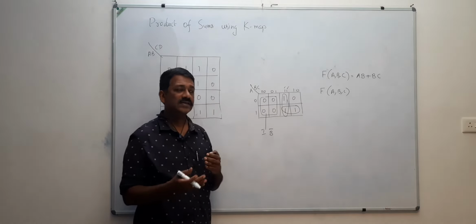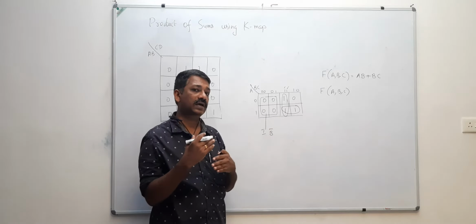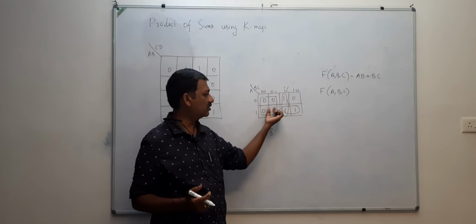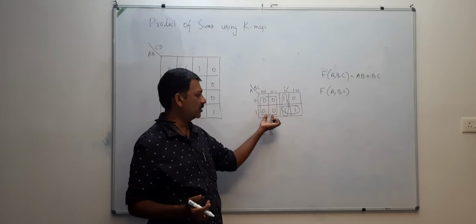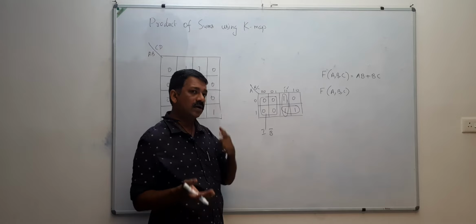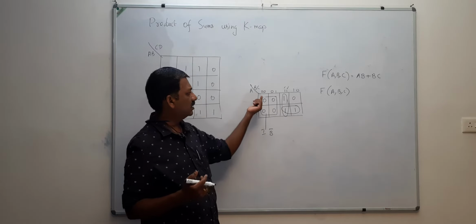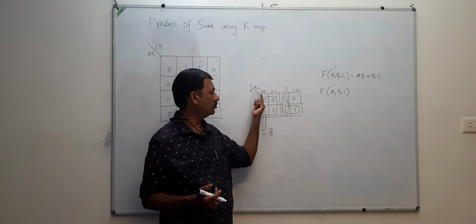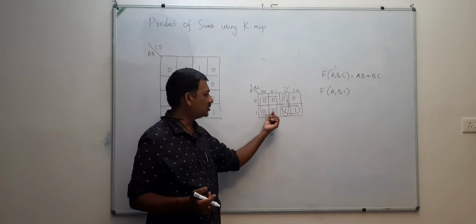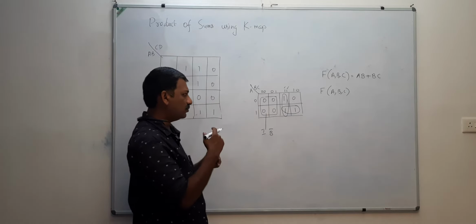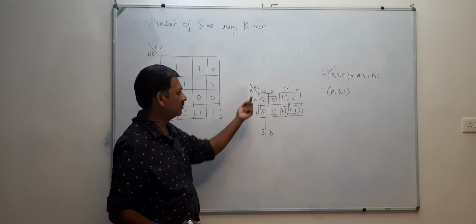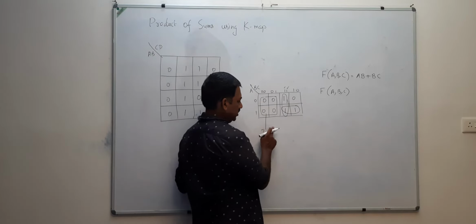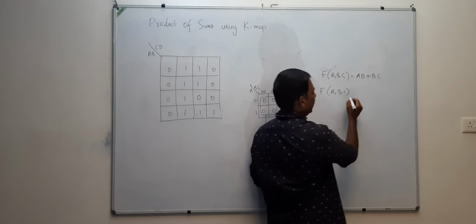But in the product of sums form, you have to take the negative of the term. That means we have grouped zeros instead of ones. If you are grouping ones, you have to take B bar here, but as you are grouping zeros, you have to negate the letters. That means here actually it is B bar, and you have to take B. That means f(A, B, C).